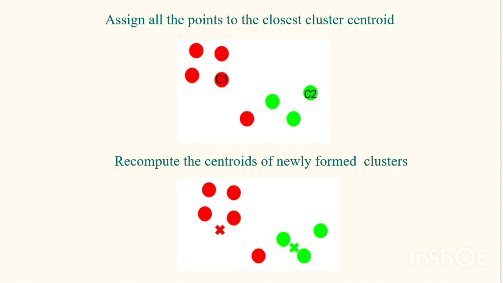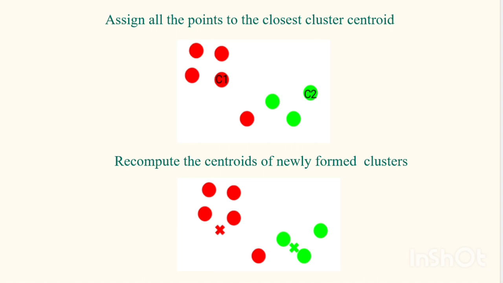Next, recompute the centroid of the newly formed clusters. Now, once we have assigned all of these points to each cluster, the next step is to compute the centroid of the newly formed clusters. Here, the red and green crosses are the new centroids.